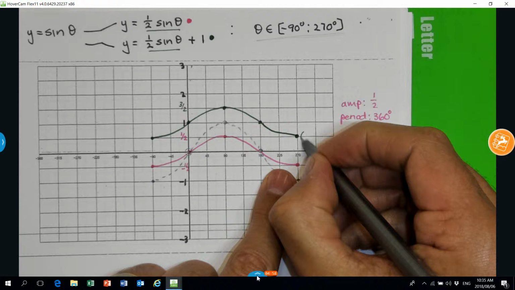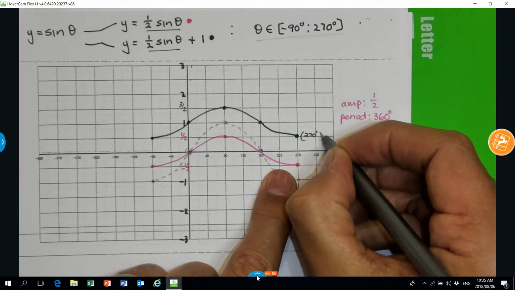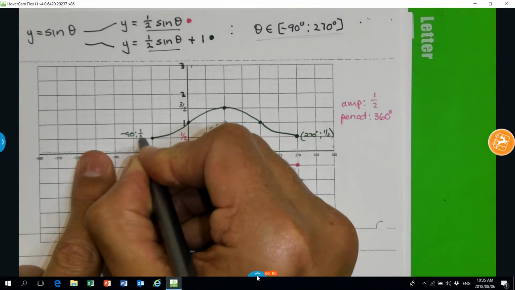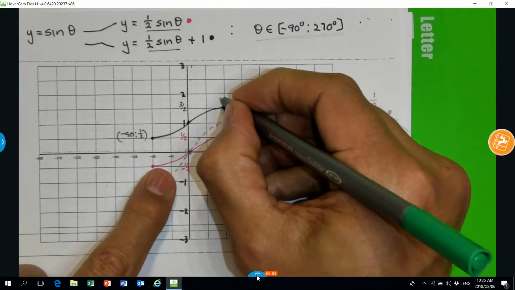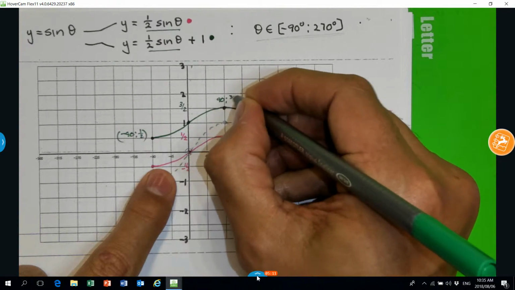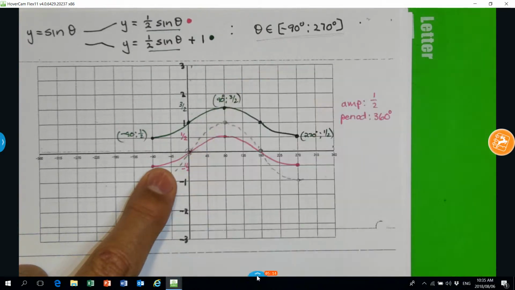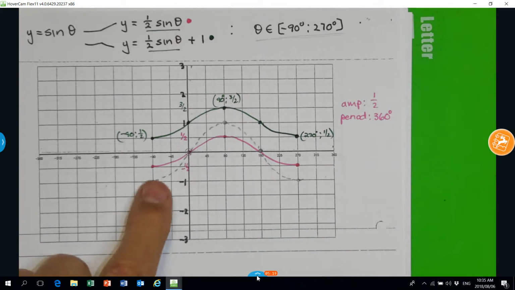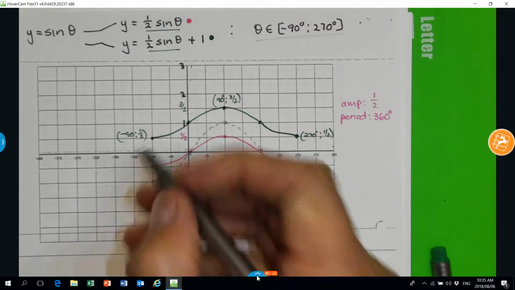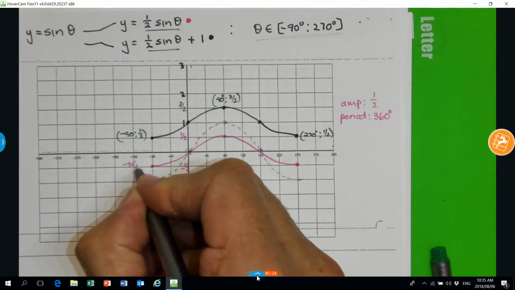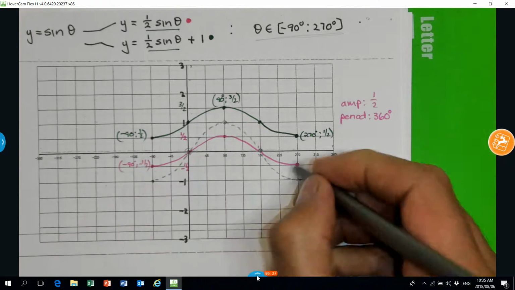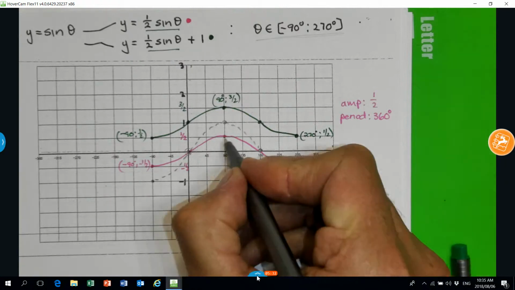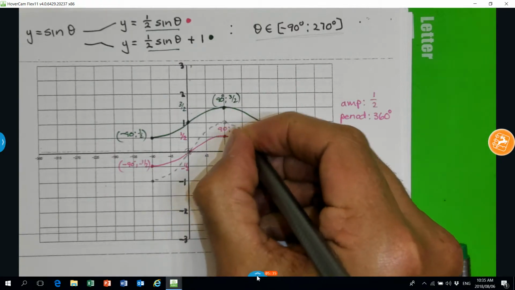Now put your entry points in. It means here it enters at minus 90 and 0.5, and here it will exit at 270 and 0.5. And if you want to, you can put in your turning point. Just remember, when we ask you for these points, you have to indicate them on the curve. Okay, now folks, remember here, the pink curve entered at minus 90 and minus a half, and it exits here at the 270 line at minus a half. The maximum is clearly at 90 and 1.5.